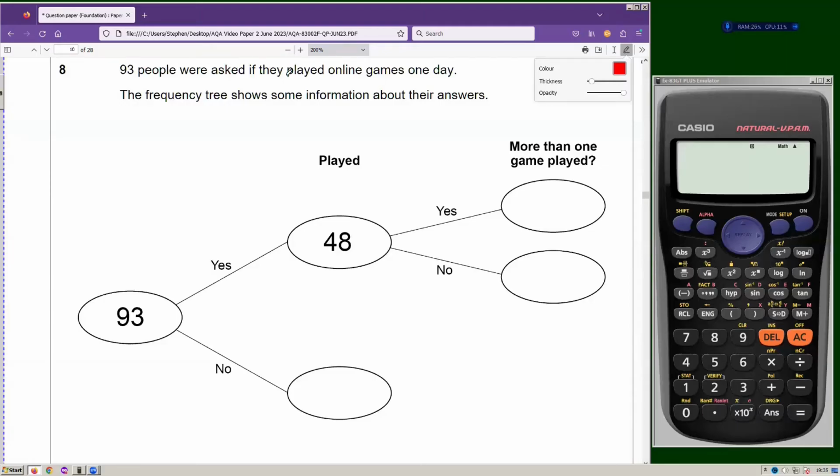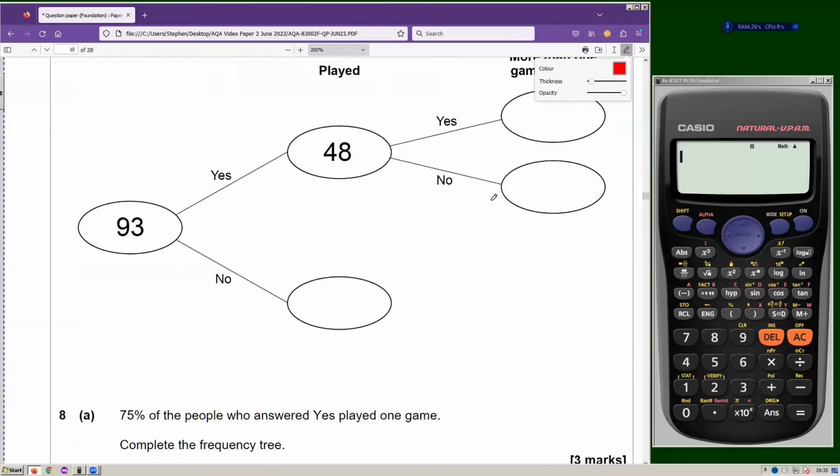93 people were asked if they played online games one day. The frequency tree shows some information about their answers. They're going to ask us to complete it, aren't they? 93, 48, more than one played. And we're going to see 75% of the people who answered yes. So this is the 100% point. This is the people who answered yes, 48 of them, equals 100%, because now we've got to find 75% of the people who answered yes played one game.